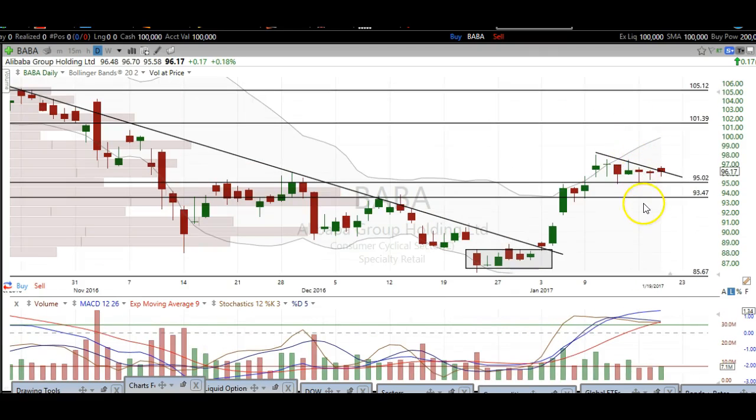I think that Alibaba is going to head higher here. Of course, earnings are coming up next week, so you need to factor that in to your trading decisions.